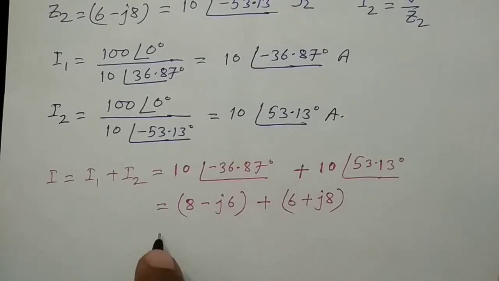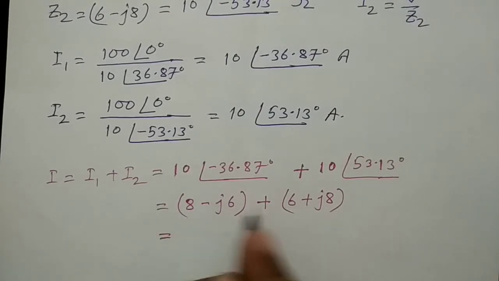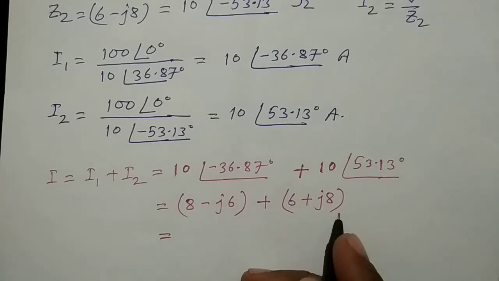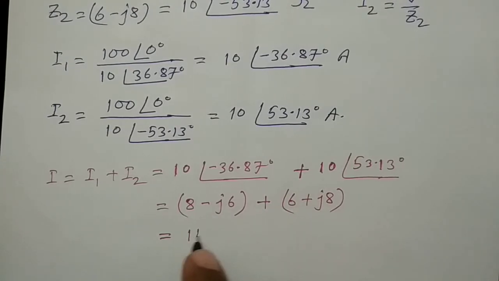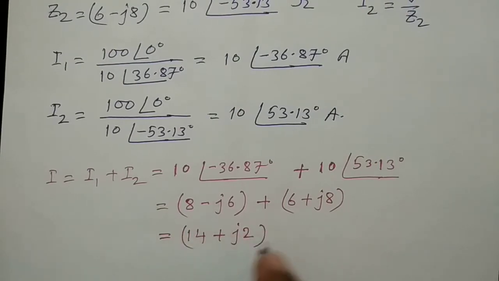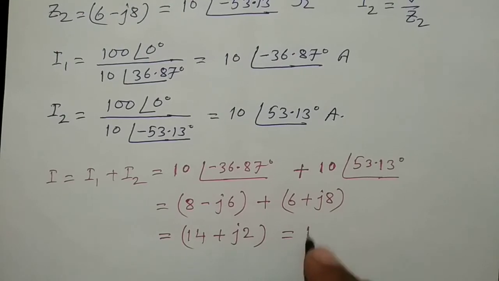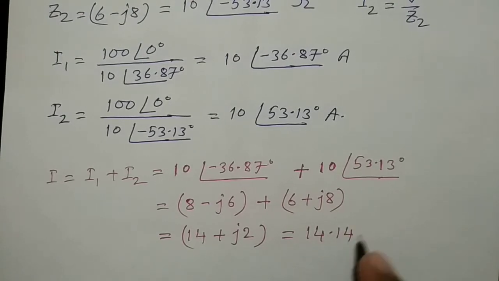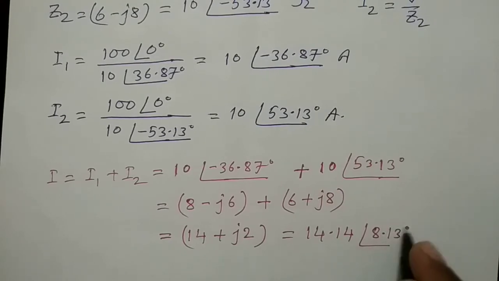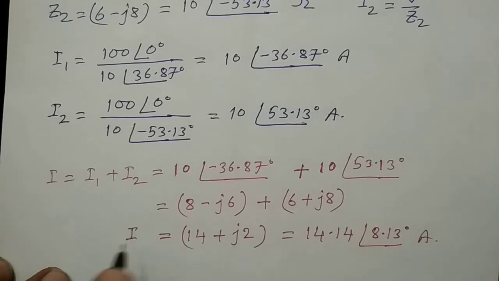Now we will add these two, real part to real part and imaginary part to imaginary part. So it will be 8 plus 6, 14, minus j6 plus j8, that is plus j2. And now convert it again to the polar format. So it will be 14.14 angle 8.13 degree. So this is the total current of the circuit.